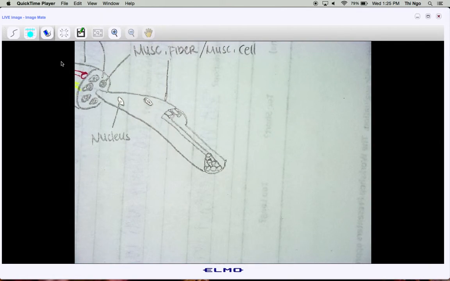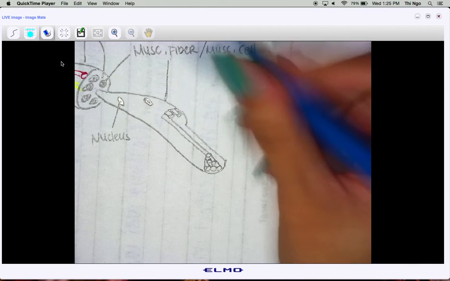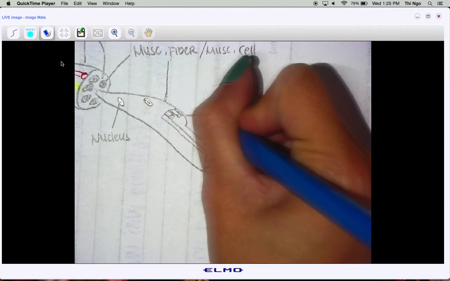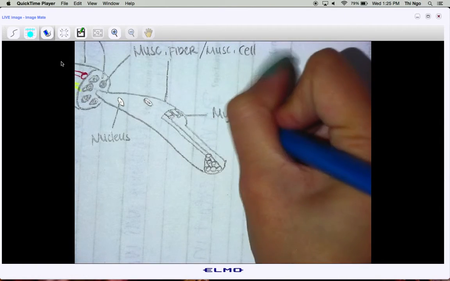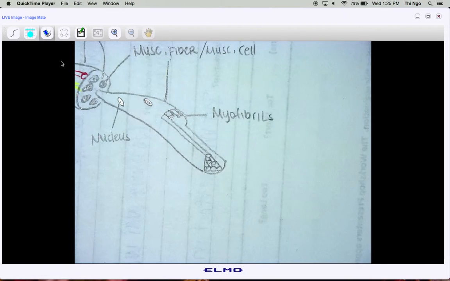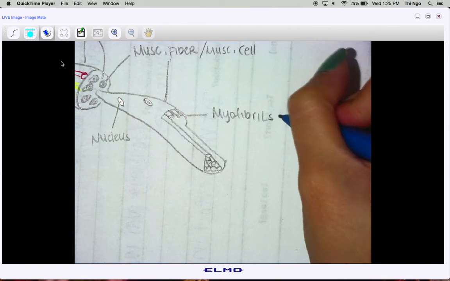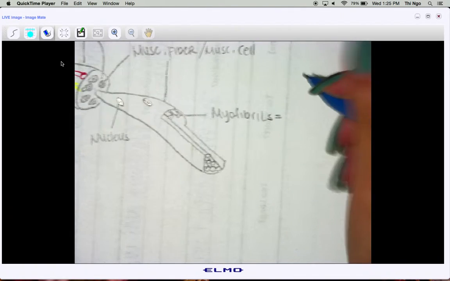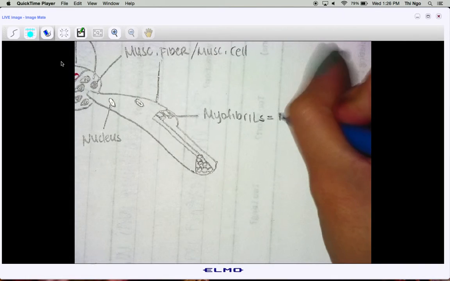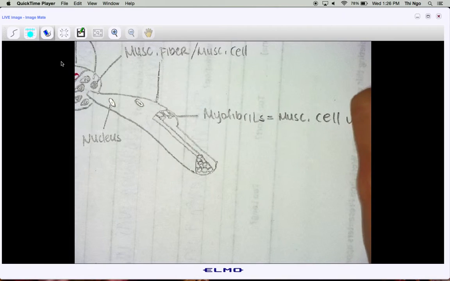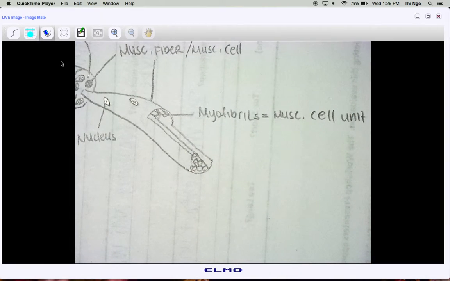Sorry. Alright, so notice you have all of these tubes. These little tubes are called the myofibrils. And they're a collection of long proteins. And you have a lot of myofibrils. And when you have many myofibrils put together, you have a muscle cell. So that means a myofibril is technically a muscle cell unit. It's the building block. You put a whole bunch of the units together, you actually get one muscle cell.